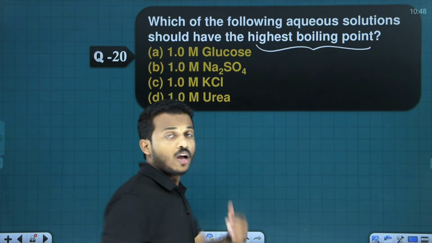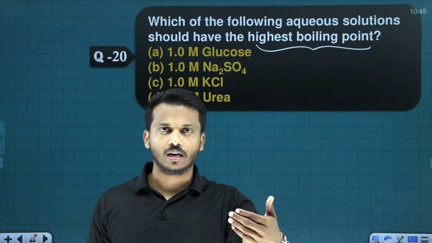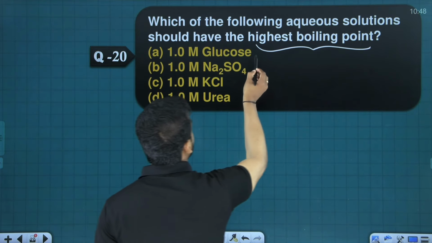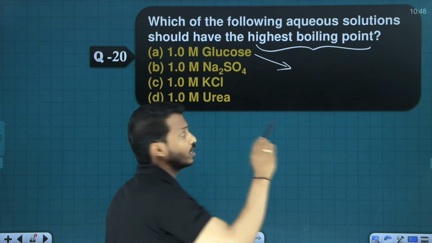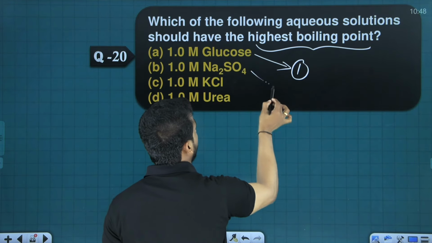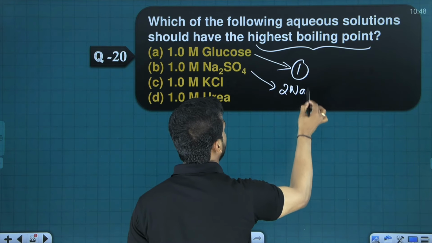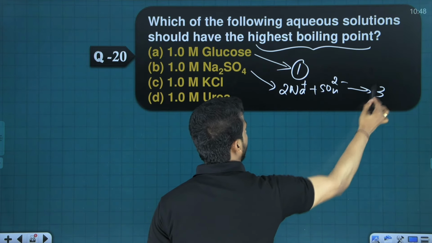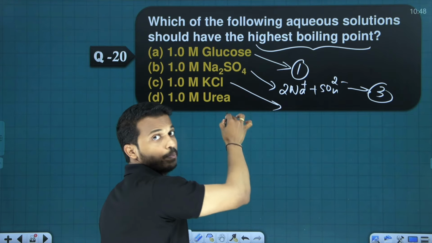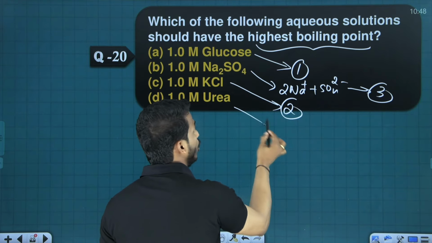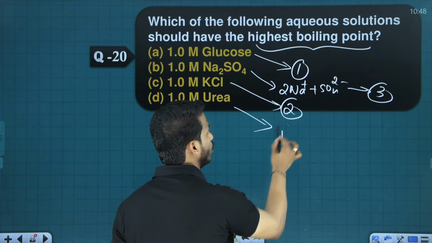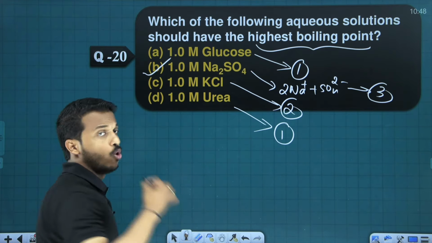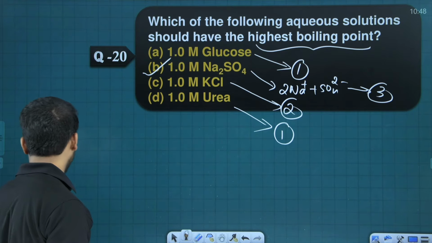Which of the following aqueous solutions has the higher boiling point? Already we discussed, the greater the number of particles, the greater the boiling point. Which one has the greatest boiling point? See, glucose does not split, it exists as 1. Na2SO4 exists as 2 Na plus and SO4 2 minus, total 3 ions. KCl will give K plus and Cl minus, 2 ions. Urea is a non-electrolyte, it does not dissociate. So which will give more ions? Option B. More number of ions means higher boiling point.